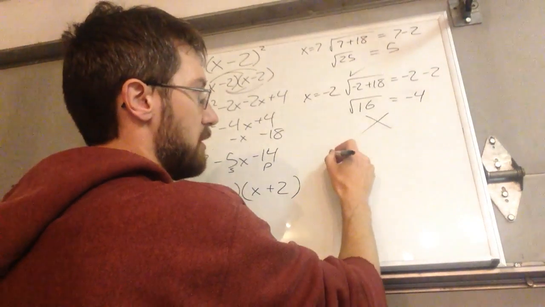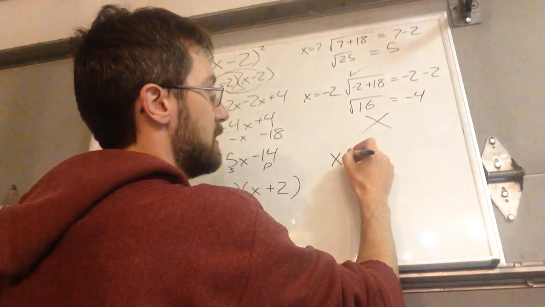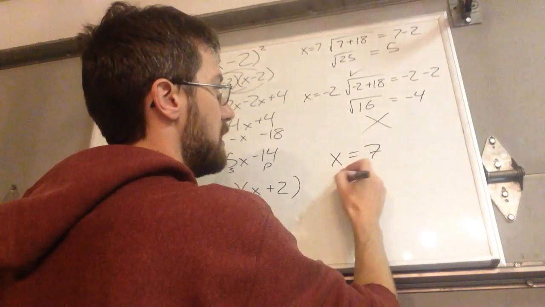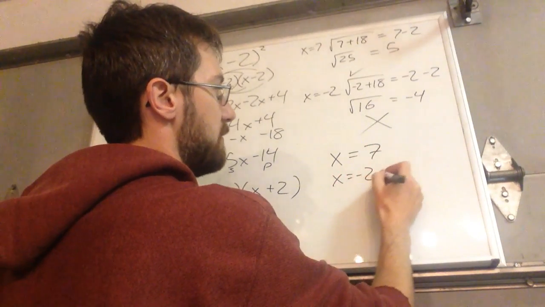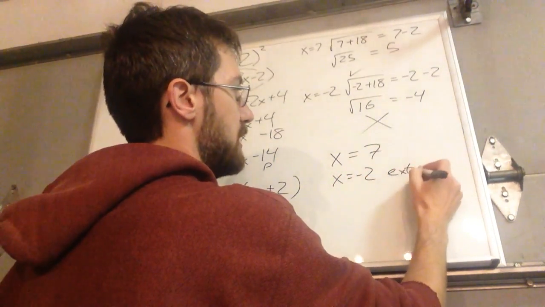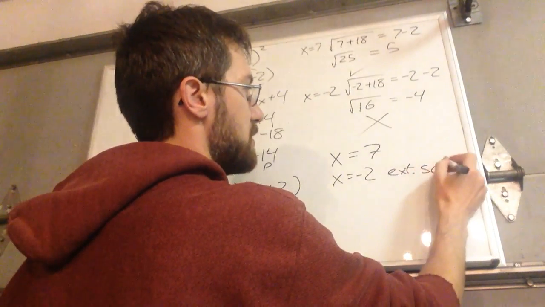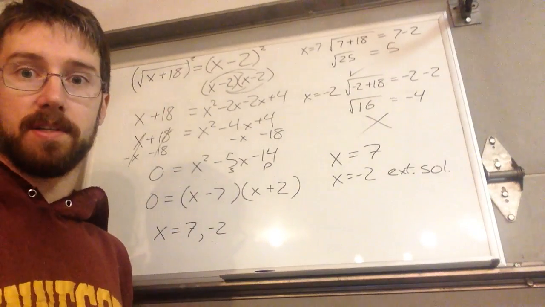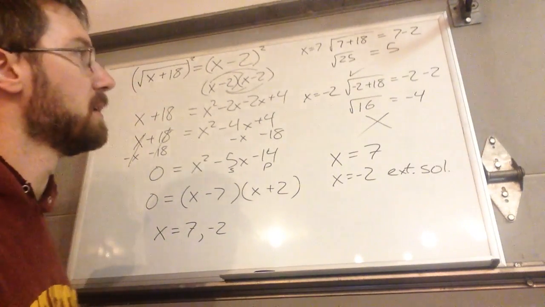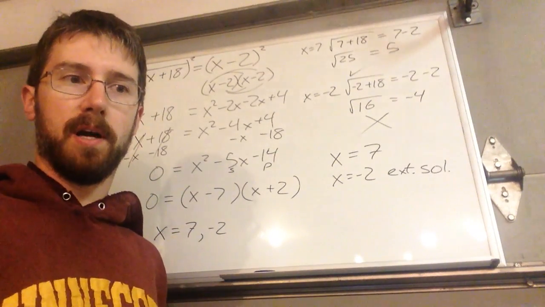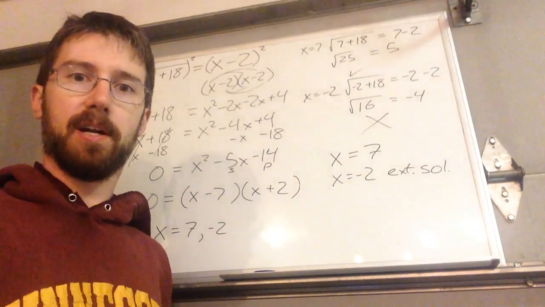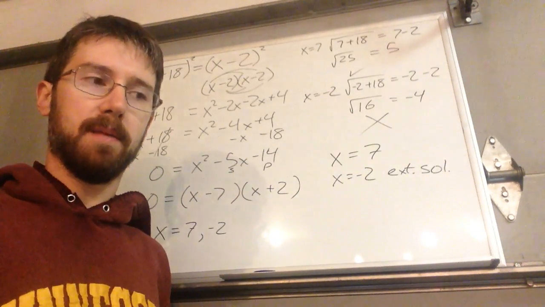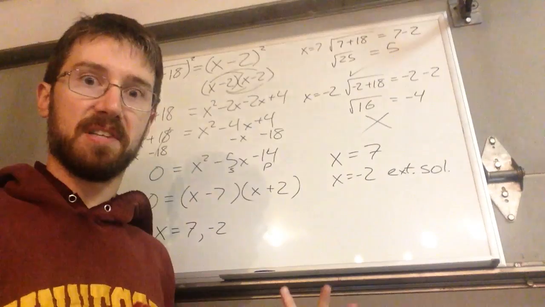Therefore, my solution is x equals 7, and x equals negative 2 is our extraneous solution. So, there you have it. That's one example. Let's do one more. Feel free to pause and give it a shot on your own at any time, and hopefully this is helpful.